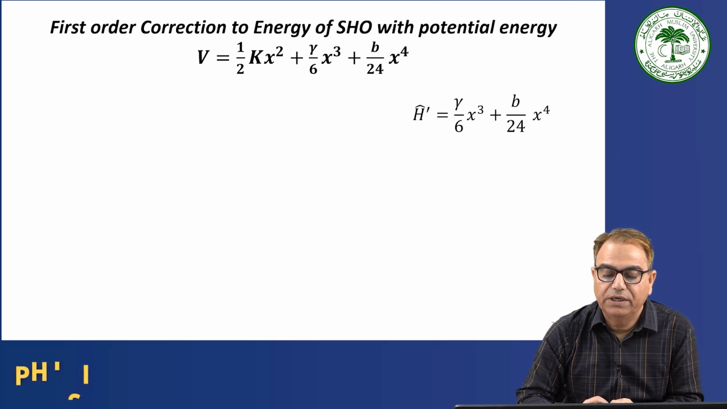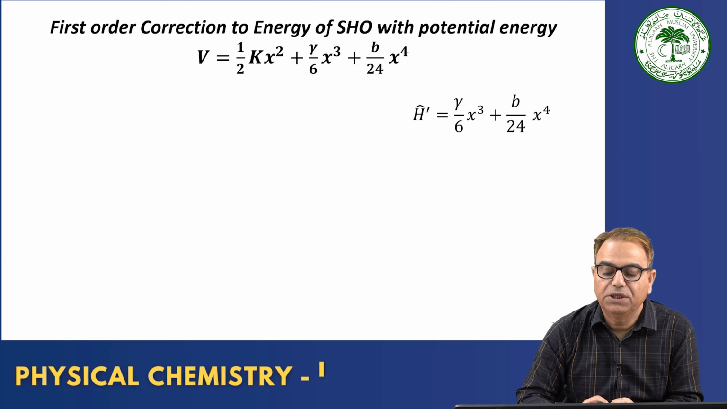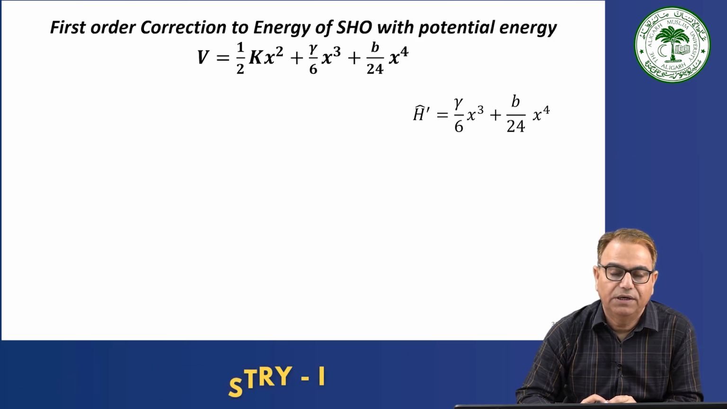This is another problem: first order correction to the energy of a simple harmonic oscillator with potential energy V equal to 1 by 2 kx square plus gamma divided by 6 x cube plus beta divided by 24 x raised to the power 4. A similar problem you will get in Quantum Chemistry by Mercury also. If any one of you is interested, you can see the Quantum Chemistry of Mercury. It's a very good book for quantum chemistry.